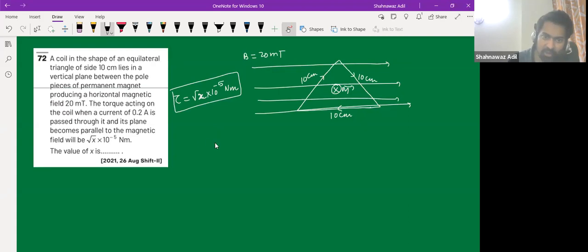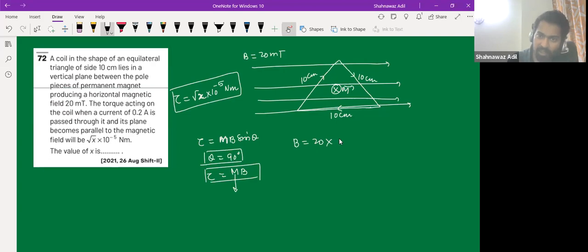So torque would be simply M B sine theta, and theta is how much? That is 90 degrees. So torque would be simply MB, right? So we have to calculate M. B is given. B is how much? B is 20 milli, that is 20 times 10 to the power minus 3 Tesla. So we know B, and M is how much? That is N I A.